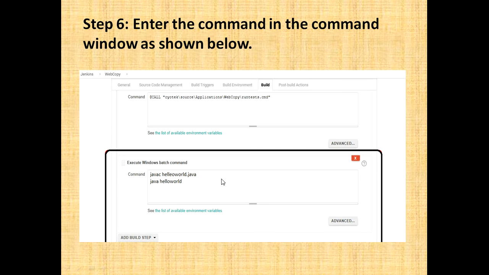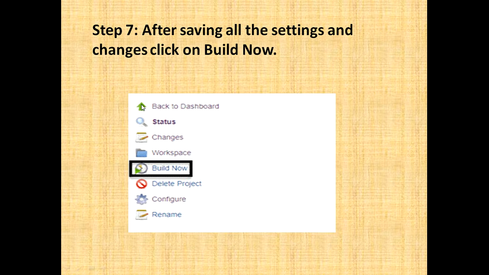Now enter the command in the command window, as shown here. You have to enter the command like this and execute the windows batch command like this. After saving all the settings and changes, click on the build now option.